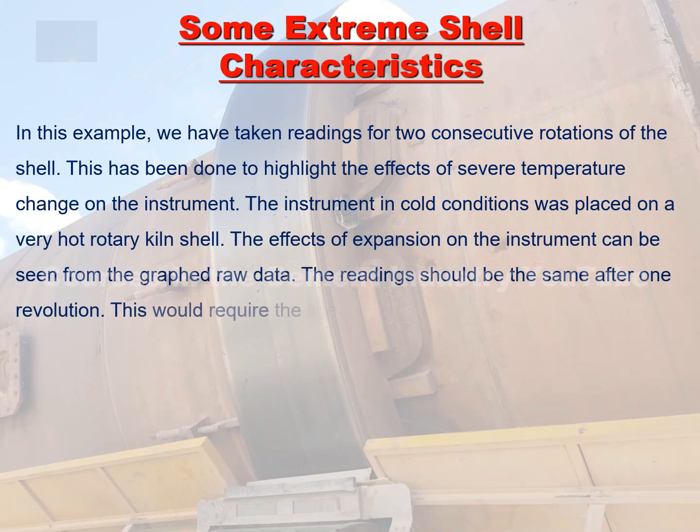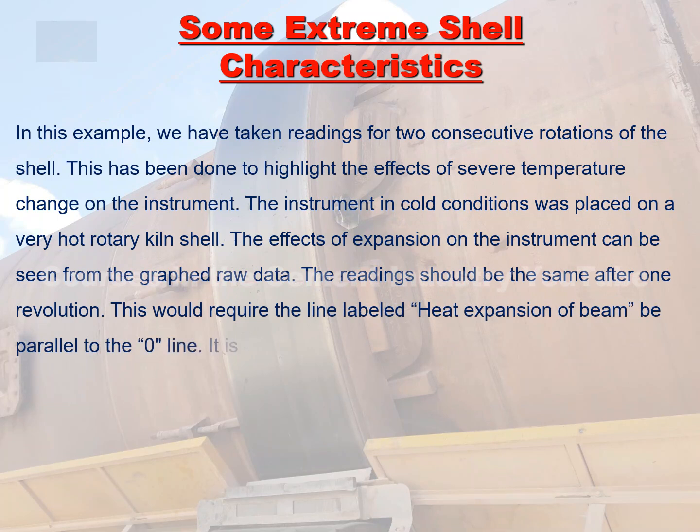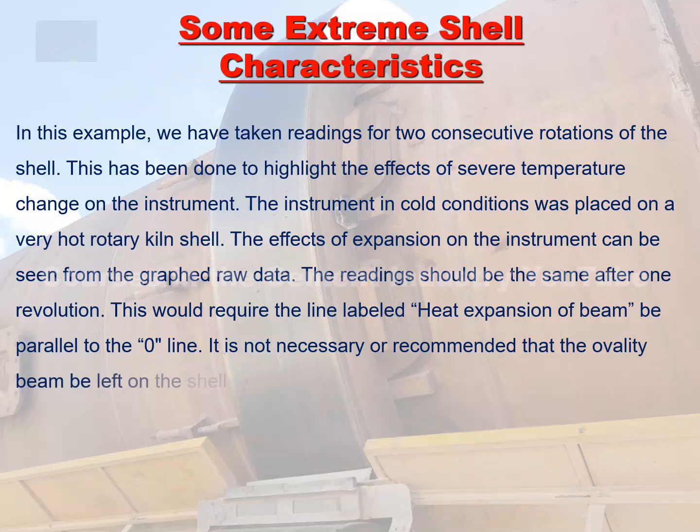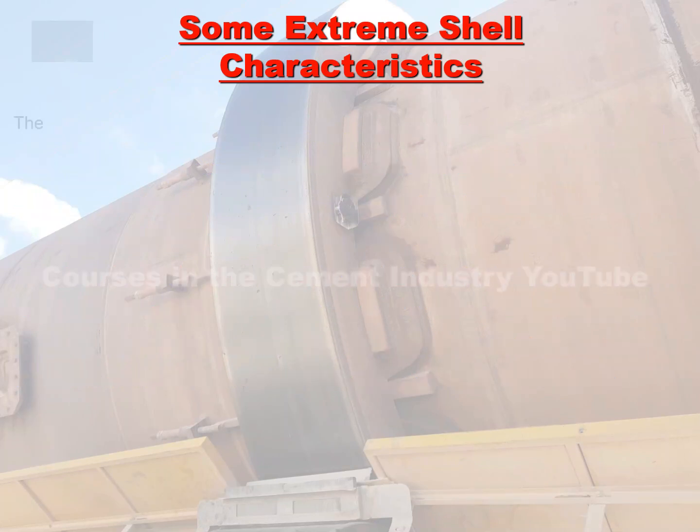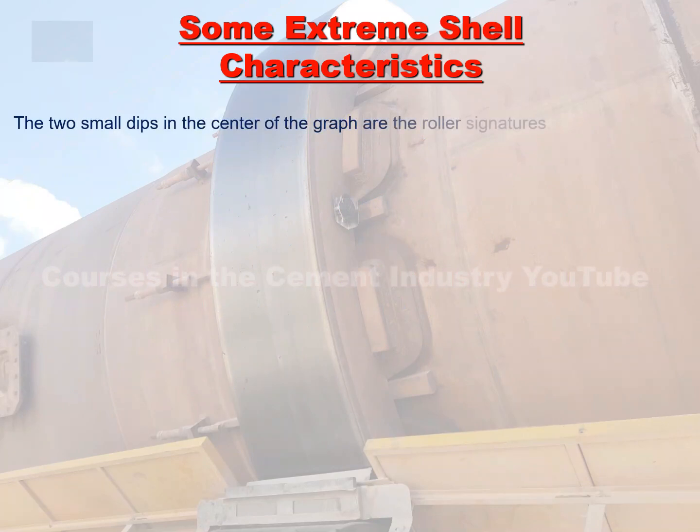The readings should be the same after 1 revolution. This would require the line labeled heat expansion of beam be parallel to the 0 line. It is not necessary or recommended that the ovality beam be left on the shell for acclimation before the readings are taken. The 2 small dips in the center of the graph are the roller signatures.